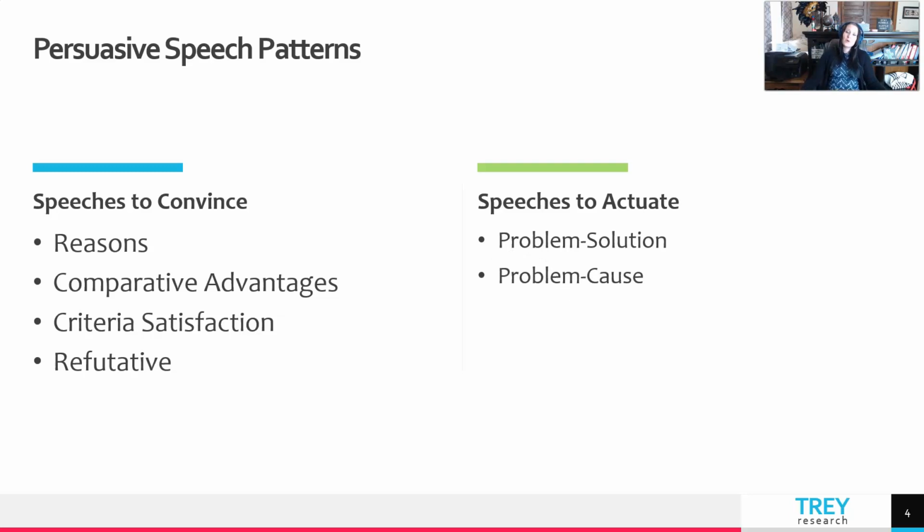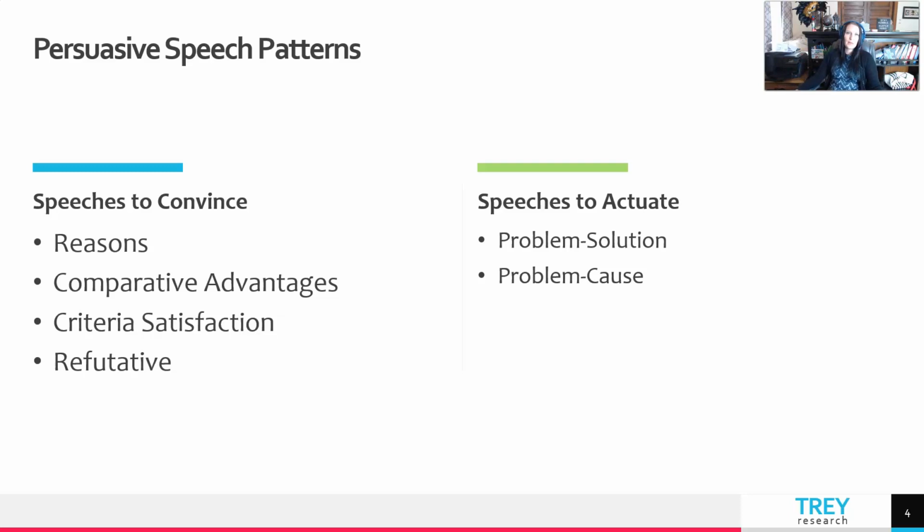You could also have a problem cause speech, which is where the first main point explains the problem and then the second main point explains the cause of the problem. And your hope with that type of speech is that you are going to encourage your audience to go out there and fix the cause. So go out there and resolve whatever it is that's causing the issue. These can be really personal or really separate depending on the type of speech.